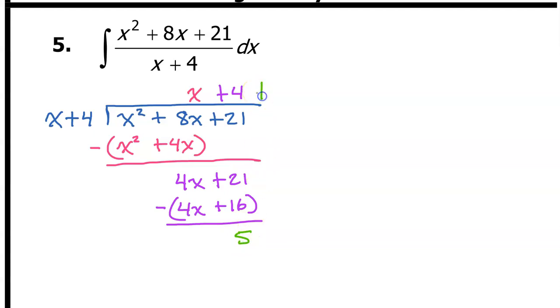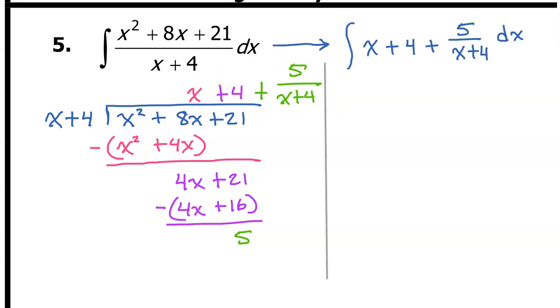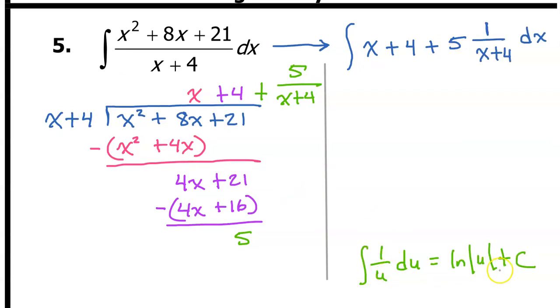So you take your remainder and you add it on to the end as a fraction. You do 5 over the divisor. So 5 over x plus 4. The original integrand can be written as this. So the problem now becomes this. I'm going to take this 5 and put it off to the side so it's easier to see what I'm going to do. Don't forget this memorized rule, which we will need when we get to the third term.